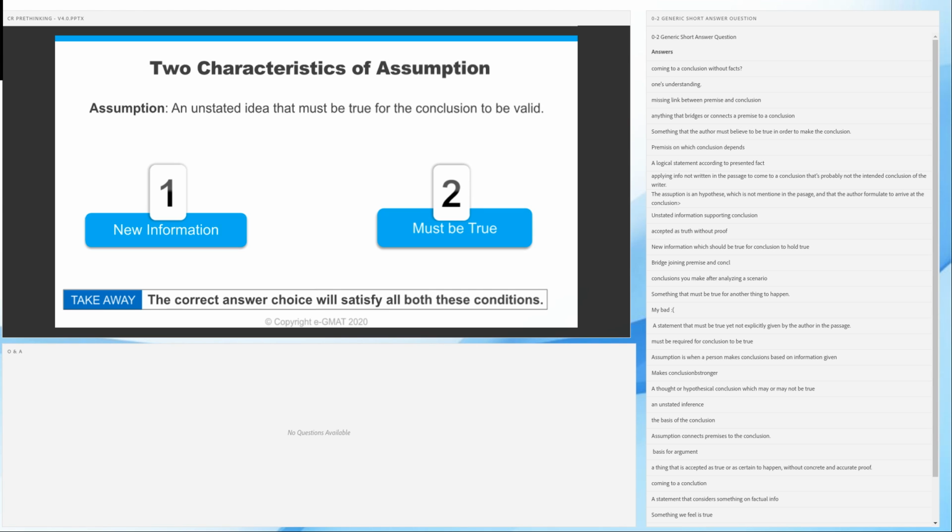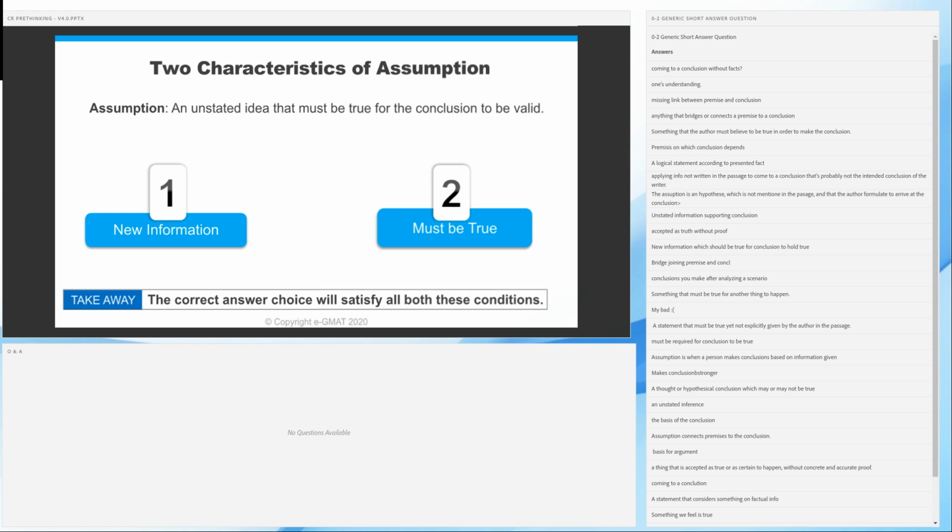So let's talk about this here. A correct assumption has two characteristics. The first is that it provides new information, which means information that you can't get from the factual part of the argument. So no facts provide the information that an assumption has.